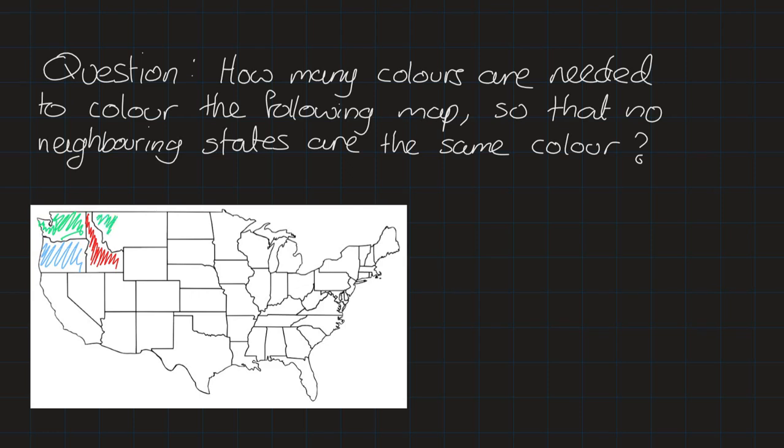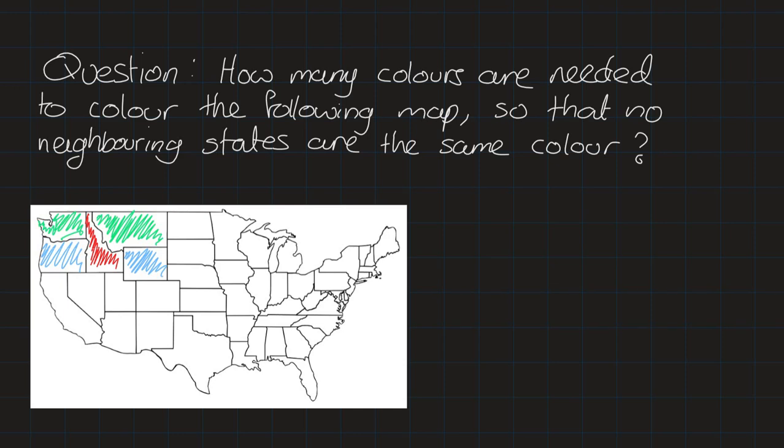Montana doesn't share a border with Washington, so that can be green again. Okay, and you just continue in this way. I could do this one yellow for no particular reason, and on and on and on. And the question is, what's the fewest number of colours needed? Maybe it was a dumb idea to do this one yellow, because I could have done this one red. Oh no, I can't do it red, but I could do it blue. That's still legal.